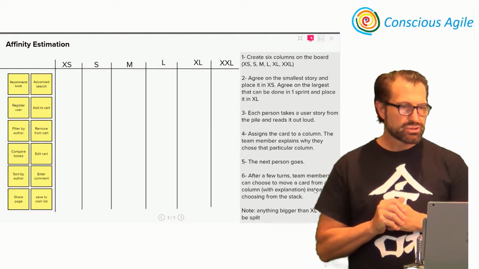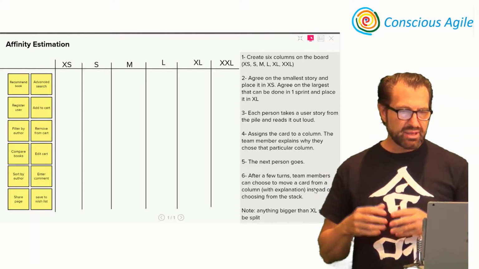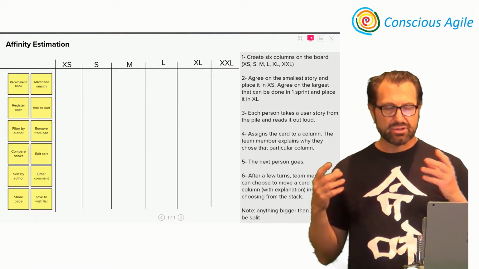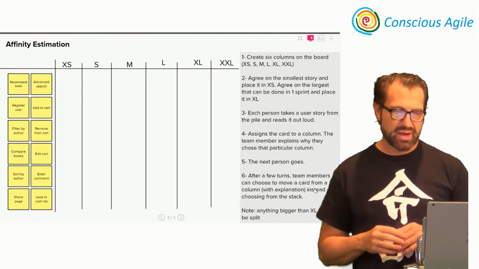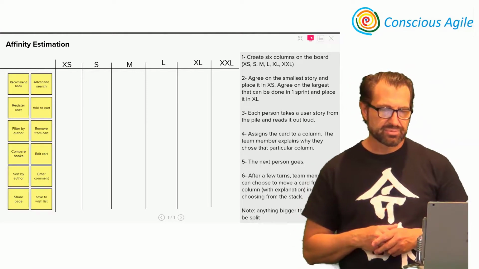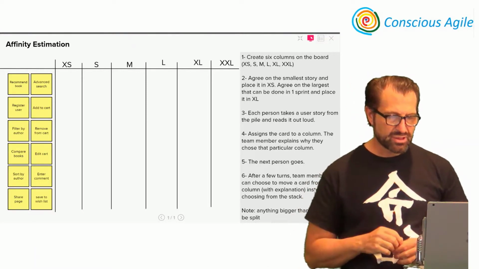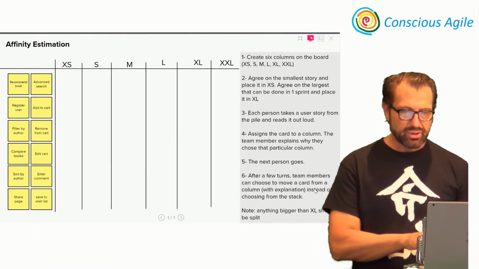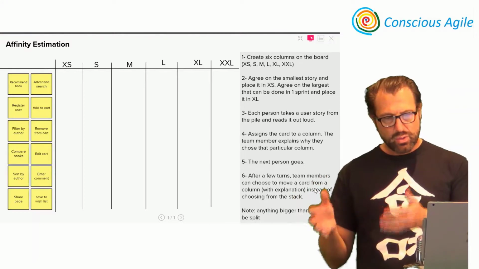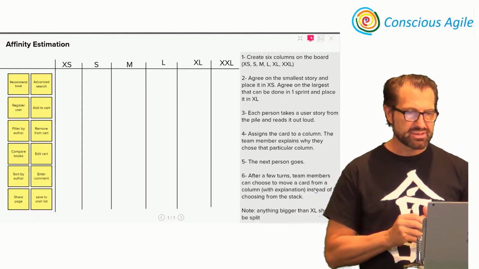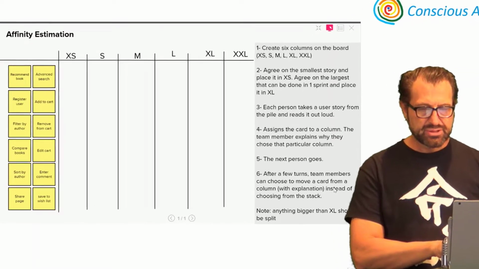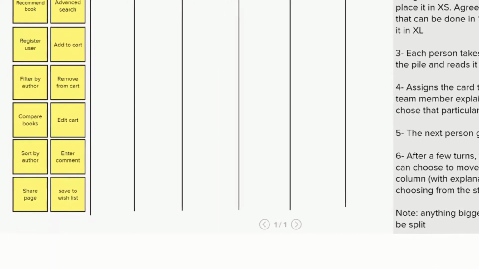All right. So the first thing is to agree, as a team, on the smallest story. I call that the mouse. Find the mouse. So I have a bunch of user stories here to build a website to purchase books online. I will ask the team, which one do you think is the smallest user story and why? So I'm going to choose this one, which is a share page.